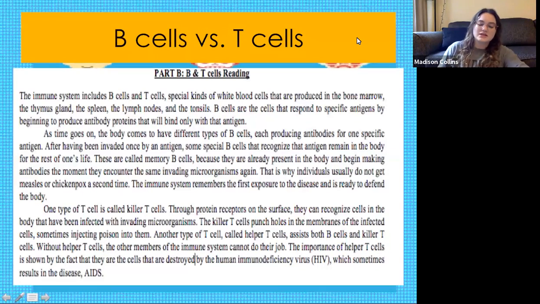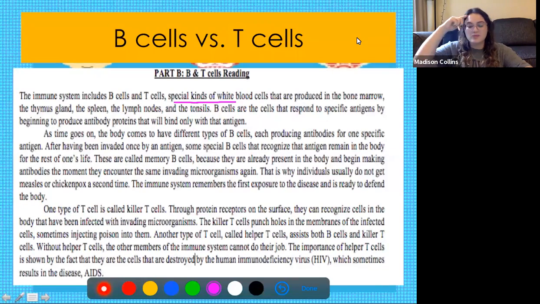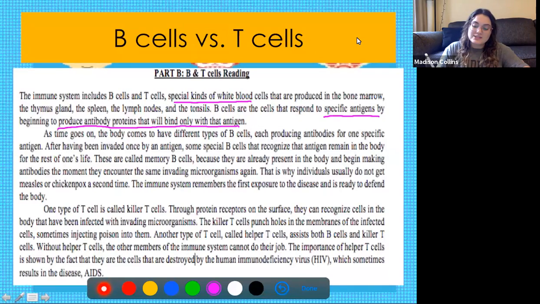So let's get started. The immune system includes B cells and T cells, special kinds of white blood cells that are produced in the bone marrow, the thymus gland, the spleen, the lymph nodes, and the tonsils. B cells are the cells that respond to specific antigens by beginning to produce antibody proteins that will bind only with that antigen. Now, remember, when we see this phrase specific antigens, we're talking about a specific immune response.